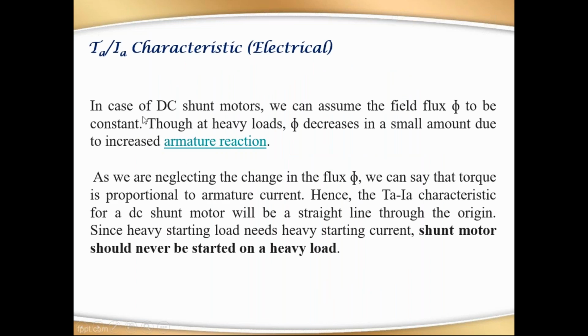See here, in the case of a DC shunt motor we can assume that the field flux is constant. So here in the shunt motor the flux is constant. At heavy loads phi decreases by a small amount due to the increase in armature reaction. That's the reason we can't use the shunt motor at heavy loads. A shunt motor is used where there is constant speed and constant load, like escalators, elevators and lifts, which rotate at constant speed up and down whether or not people are on them.